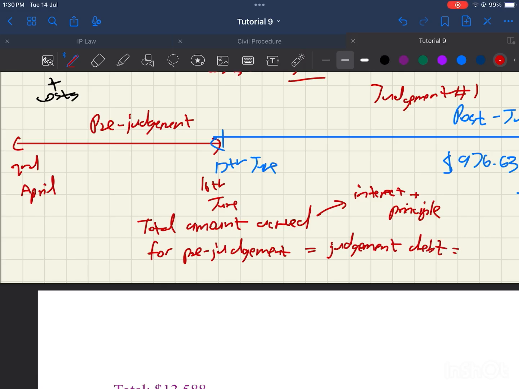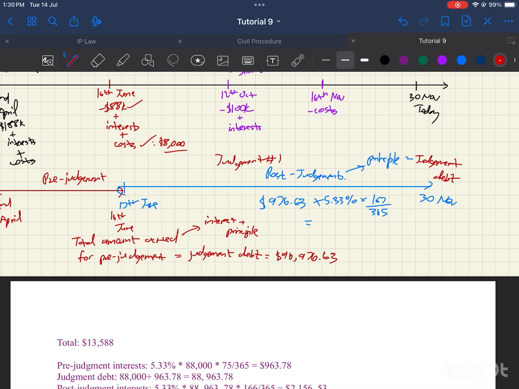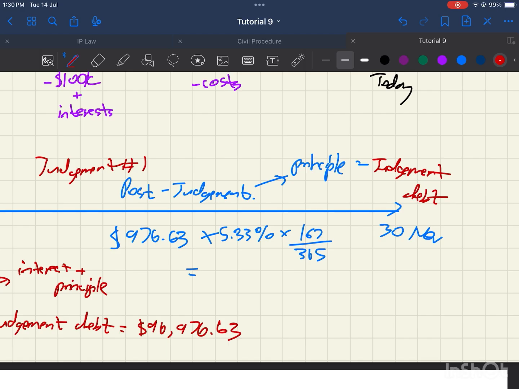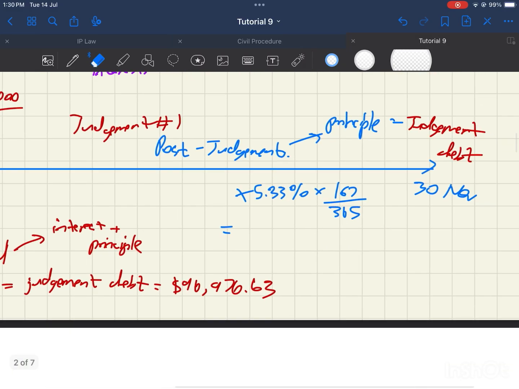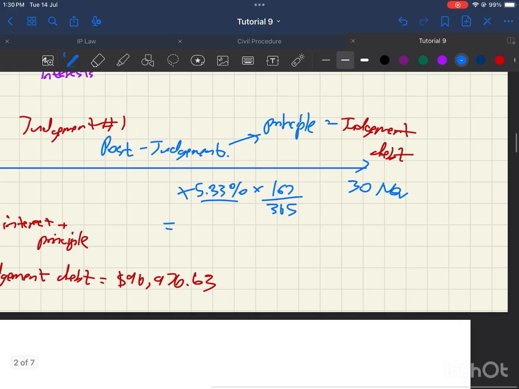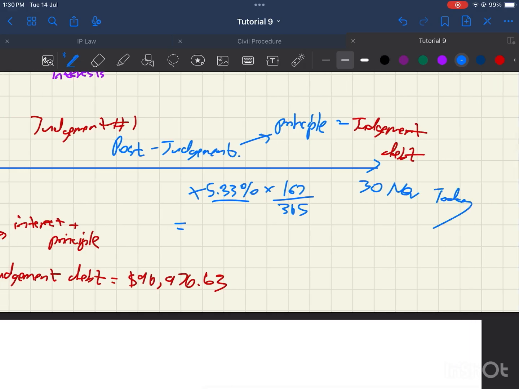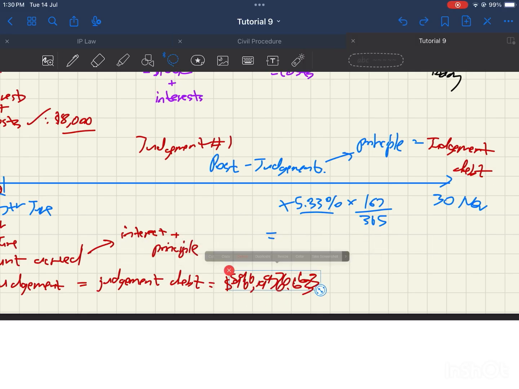AKA, what do you get? $96,976.63. And why do you got to know that? Because over here I wrote post-judgment principal equals to judgment debt. So over here you got the interest at 5.33%, and then from 17th June to 30th November, which is today, is 167 days. So you may be wondering, what is the principal amount here? Well, the principal amount is the judgment debt, which equals this amount that you just calculated. So technically, you can just copy and paste this over here.